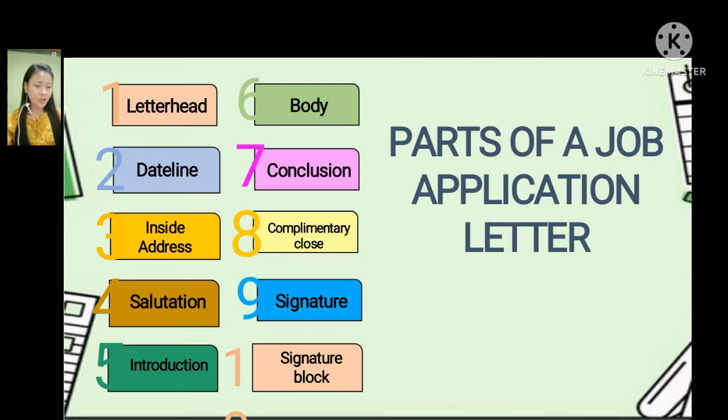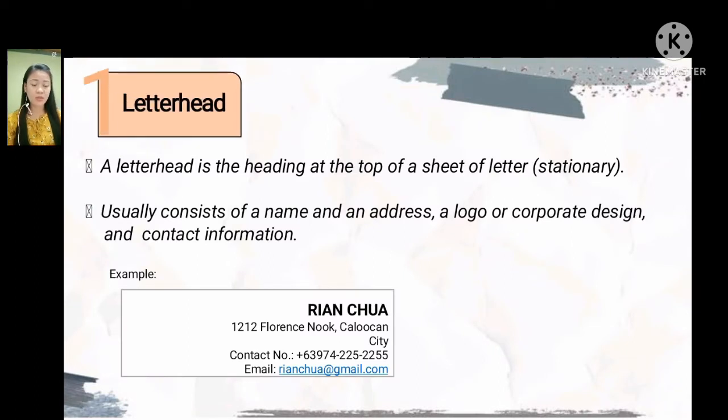So let's first start with the letterhead. The heading, or the top of a sheet of your letter, is also called the stationery. It usually consists of the name of the sender, the address or logo or corporate design, and then your contact details, your contact number and your email.